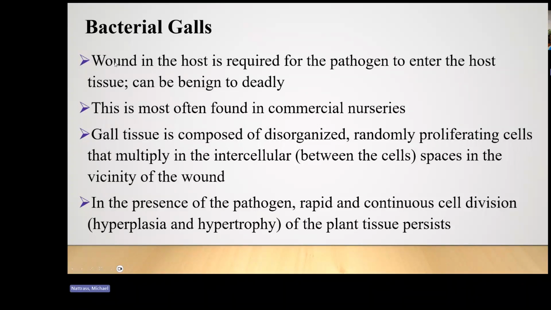There needs to be a wound in order for that bacteria to enter. Windblown soil that causes a little nick in the leaf, or maybe in nurseries, we're coming by and we're cutting, that opens up a wound. And so that is how that bacteria gets into that tissue.